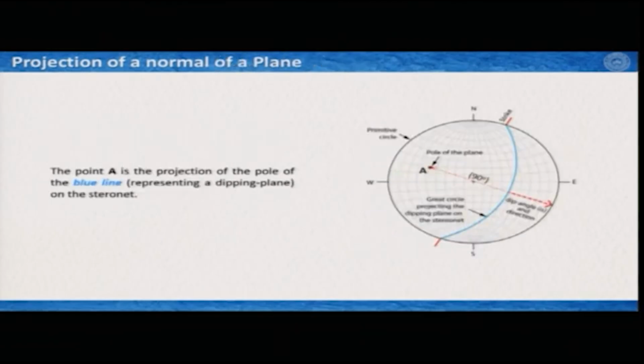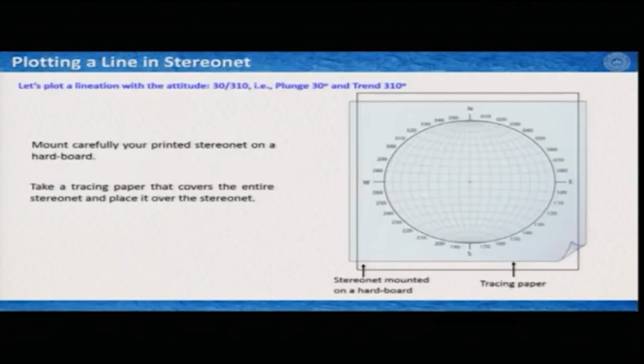So this is how it looks once we are ready with the projection. The plane is similar to the plane that we have projected before, this blue line, and now this point A here is the projection of the plane of the blue line, which is a dipping plane, on the stereo net. Now this is your dip angle, as we have seen before, and this angle from here to here is 90 degrees, and therefore it is the pole of this plane, which is the blue line in this diagram. Now, I believe the concept is clear.